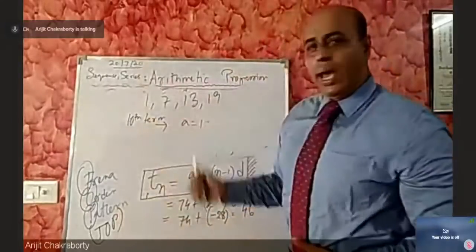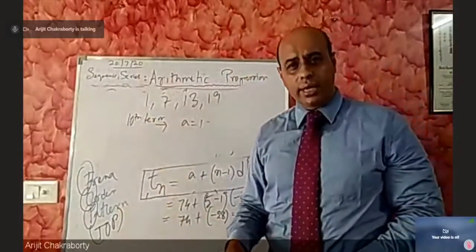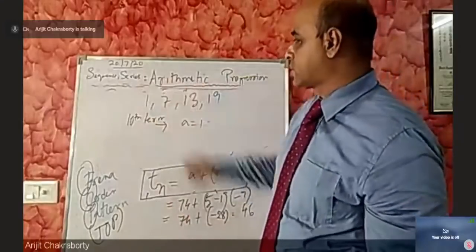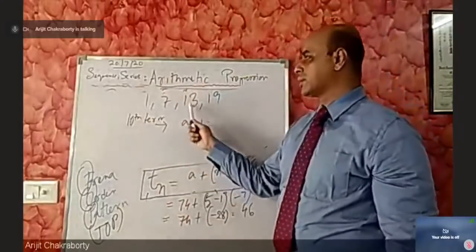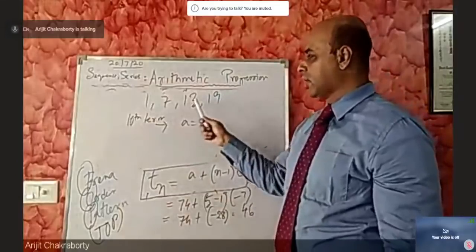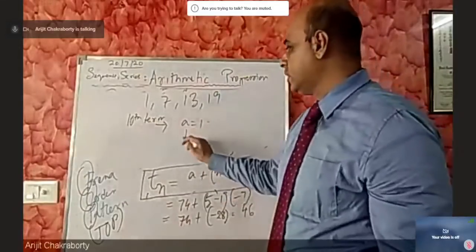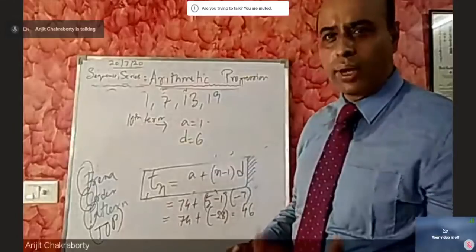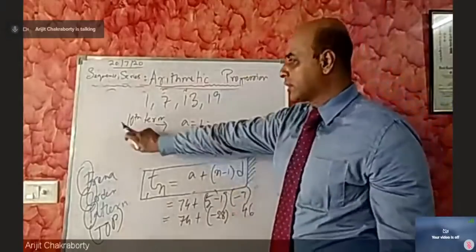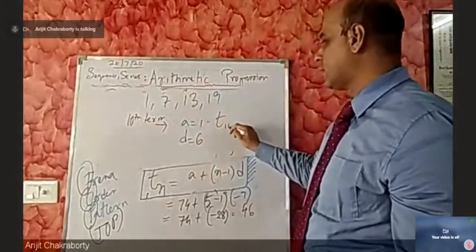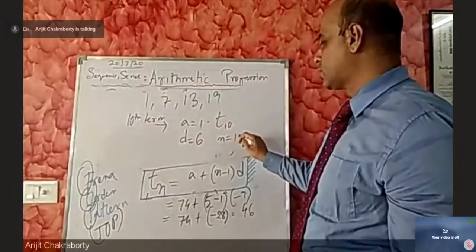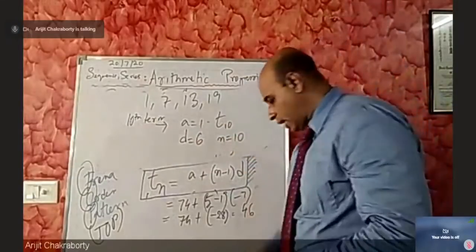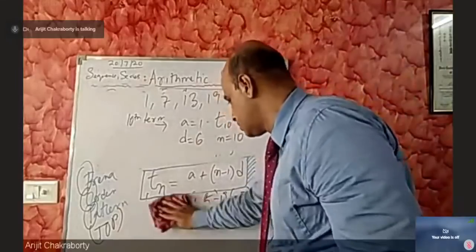Fine. Do you have a common difference here? Yes. The common difference is 6. 7 minus 1 is 6. 13 minus 7 is 6. 19 minus 13 is 6. So I write D equal to 6. Fine. I have to find the 10th term. That means T10. That means N is equal to 10. So I use the formula here.